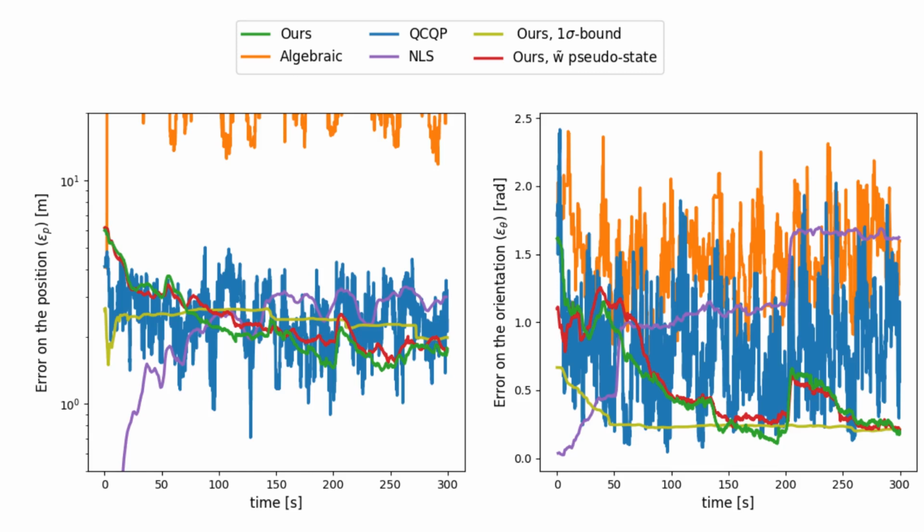The proposed algorithm, in green, was compared to an algebraic, NLS, and QCQP implementation in orange, purple, and blue, respectively. The NLS got the true initial relative pose as initial guess, since it cannot find the initial relative pose as opposed to the other algorithms. Additionally, the algorithm without pseudostate is shown in red. For both errors, the proposed algorithm converged to a more accurate solution than the other algorithms.